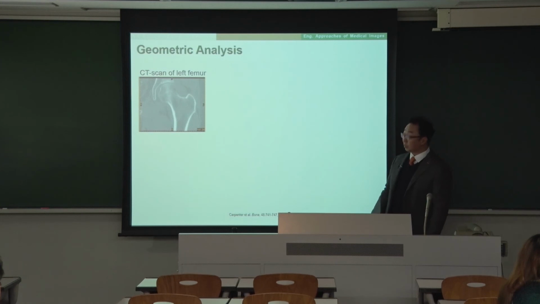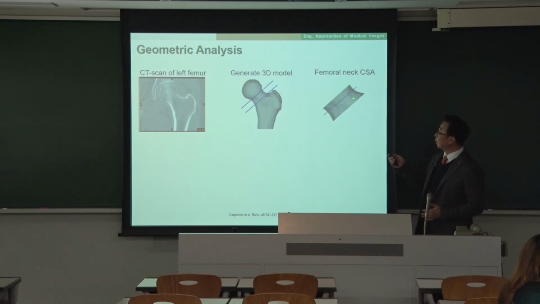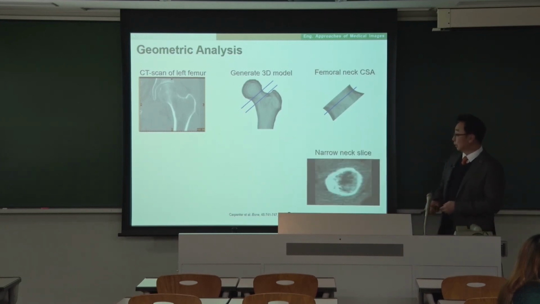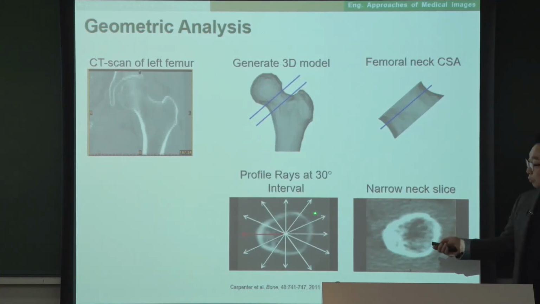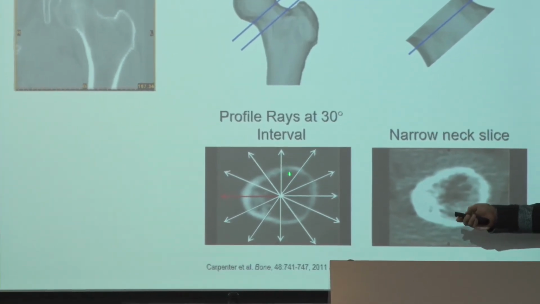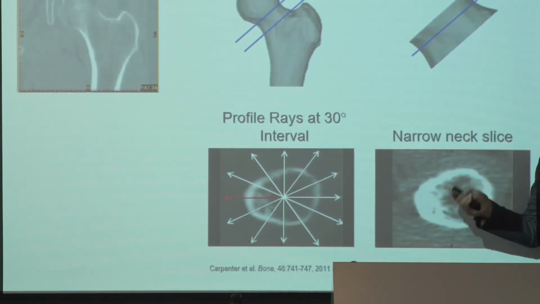So for the geometric analysis, what we did is, from the CT scan of one femur, we generate this 3D model, and then we cut the cross-section, image-wise, and get the narrowest neck cross-sectional area. If we cut it here and look at it this way, then you see this donut shape, the narrow neck slice. Then for each of these profile rays, let's say this one is 0 degrees, then 30, 60, 90, and so on, we analyze the radius and the thickness.